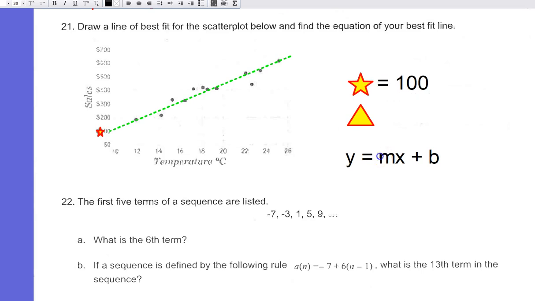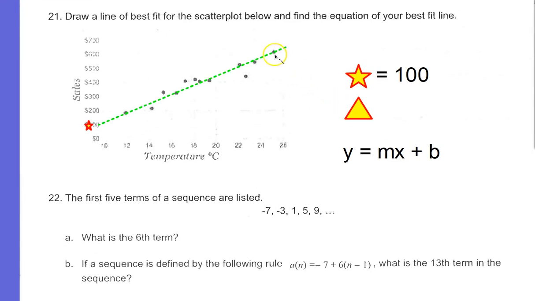Now the harder part is definitely getting the rise run triangle, but that's not that bad either. So to get the slope, I need the rise and the run, and to do that, I'm going to draw a triangle. My triangle is going to look like this. It's going to go sideways by 25. I automatically knew it was going sideways because this went from 0 all the way up to 25 right here.